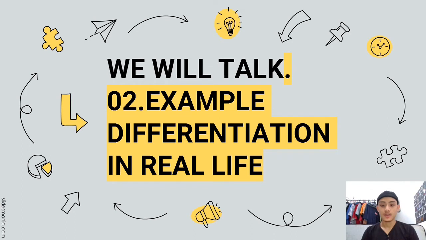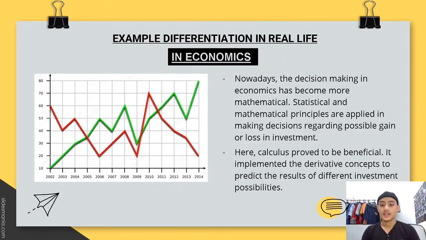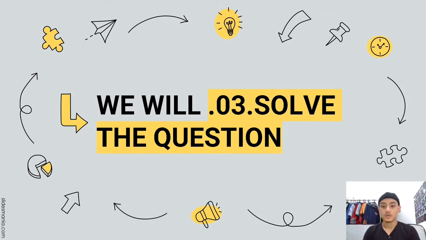Thank you, Zul. Now I will continue with my point, that is example of differentiation in real life. Example of differentiation in real life is in economy. Nowadays, the decision making in economy has become more mathematical. Statistical and mathematical principles are applied in making decisions regarding possible gain or loss in investment. Here, calculus proved to be beneficial. It implemented the derivative concept to predict the result of different investment possibilities. That's all from me. Now I will pass to Fariz to continue our presentation.